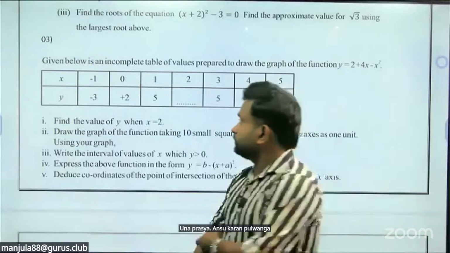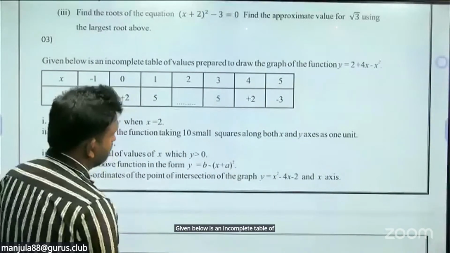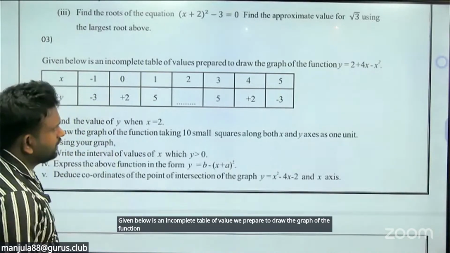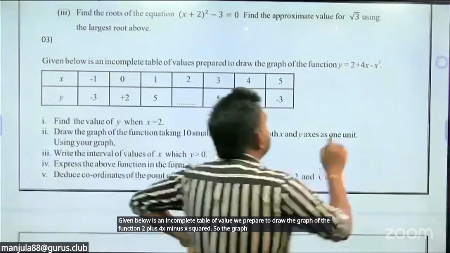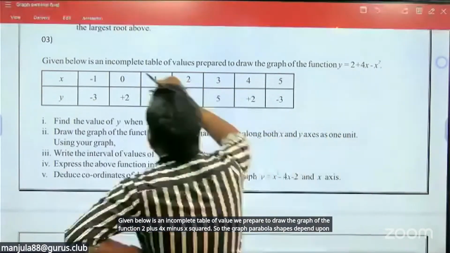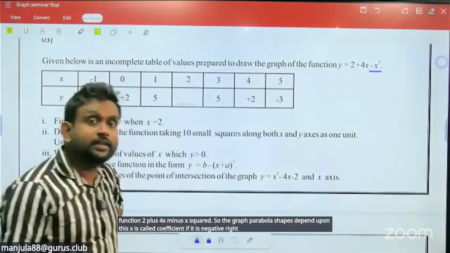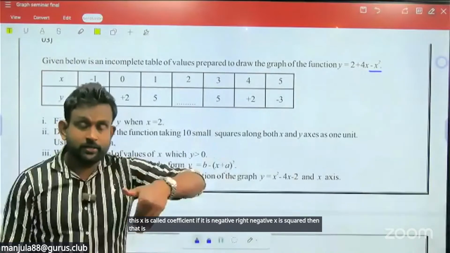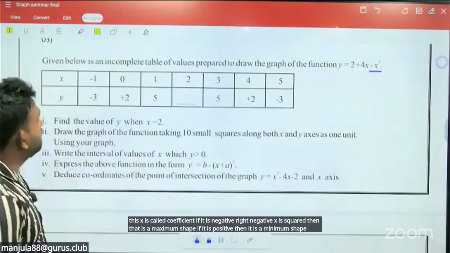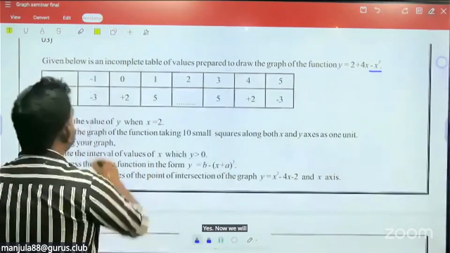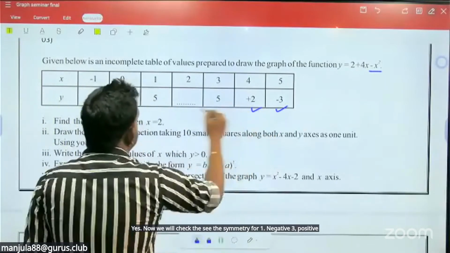Right. Given below is an incomplete table of values prepared to draw the graph of the function 2 plus 4x minus x squared. So the graph's parabola shape depends upon this x squared coefficient. If it is negative, negative x squared, then that is a maximum shape. If it is positive, then it is a minimum shape. Now we will check the symmetry. Negative 3, positive 2, 5, 5.